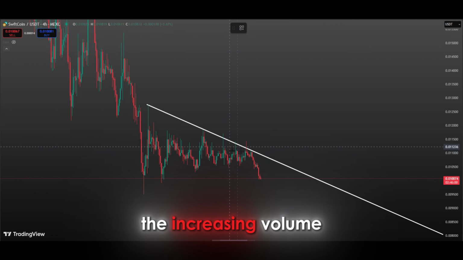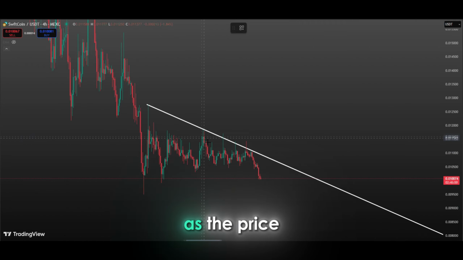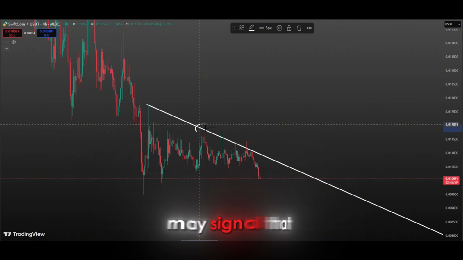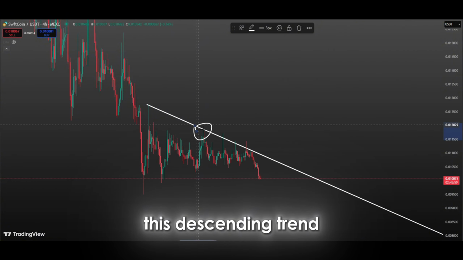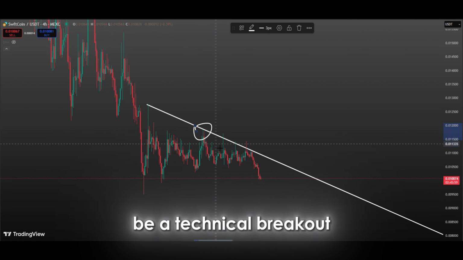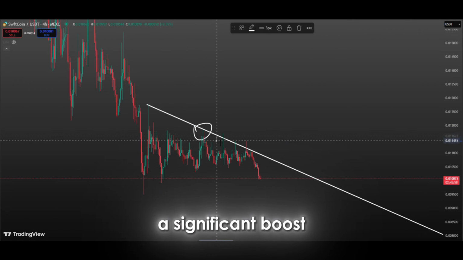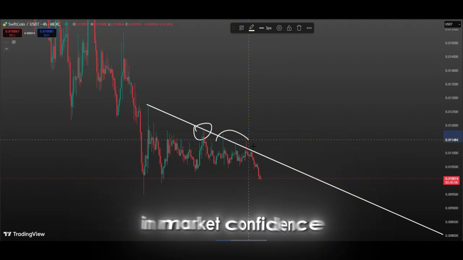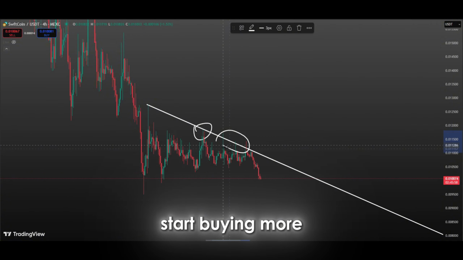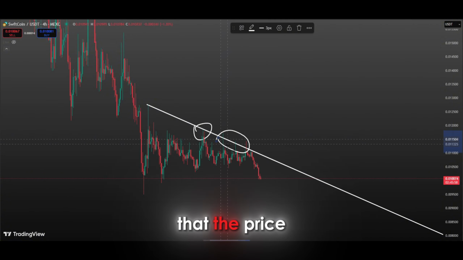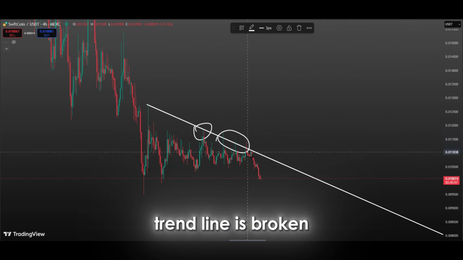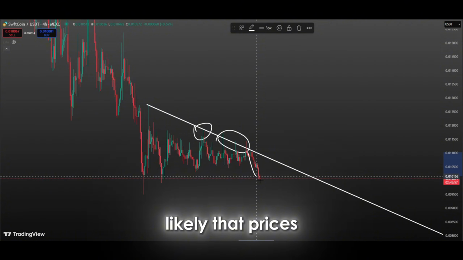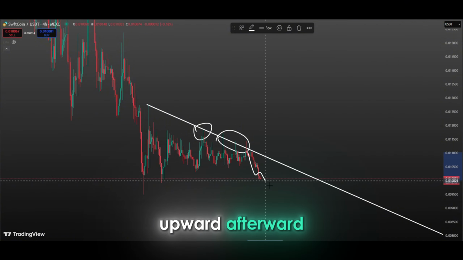Particularly, the increasing volume and volatility after each test as the price approaches this level may signal that the breakout is imminent. So, if the price does break this descending trend, it won't just be a technical breakout. It will create a significant boost in market confidence, prompting investors to start buying more, with expectations that the price will rise to higher levels. If this descending trend line is broken, it is highly likely that prices will move rapidly upward afterward.